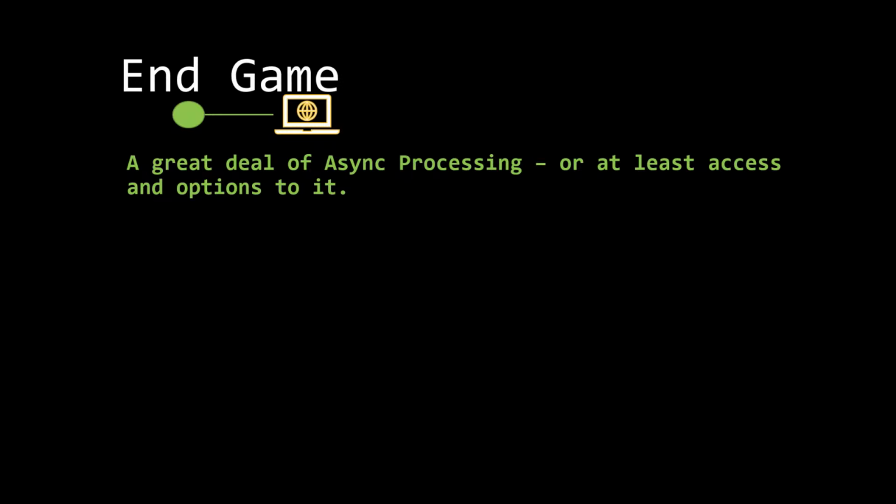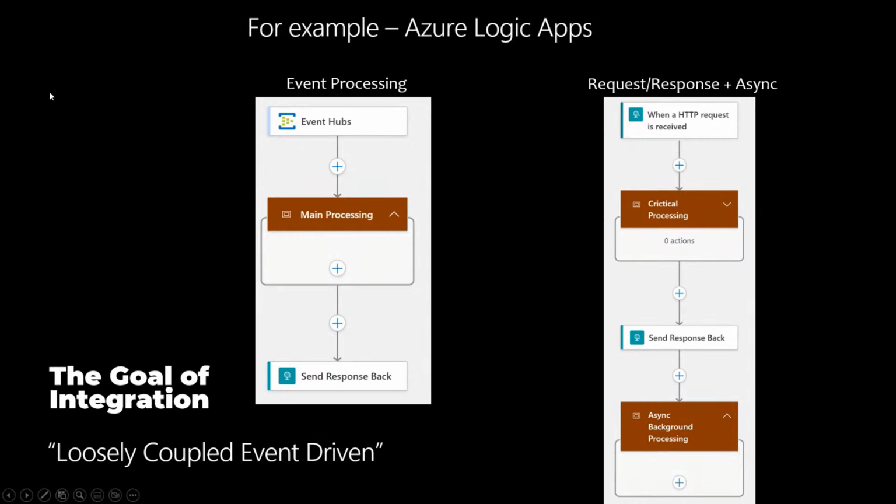So what's our end game? Our end game is that we'd like a great deal of asynchronous processing. And by that, I mean not in the main thread, or not necessarily in the main process. One of the pieces of technology that I quite like is Azure Logic Apps. Here it's very graphical, it's visual. Over on the right-hand side, we've got an HTTP request being received. So this is similar to our endpoint being exposed, our callback.